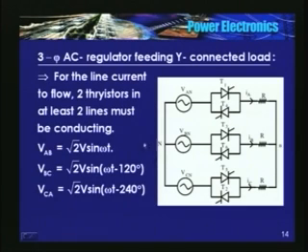Now for the analysis, I will take the line voltages as the reference. Okay. So I will take VAB as root 2 V sin omega t, VBC lagging VAB by 120 degrees and VCA by 240 degrees.